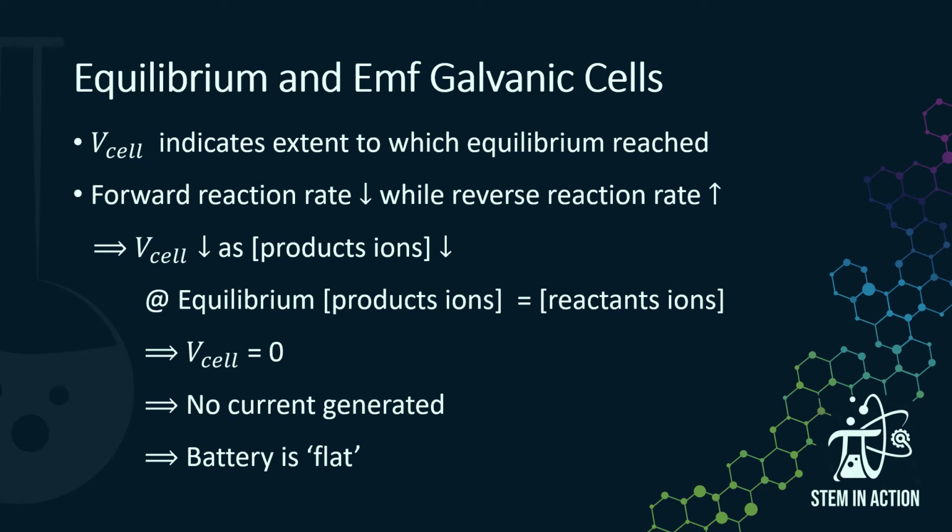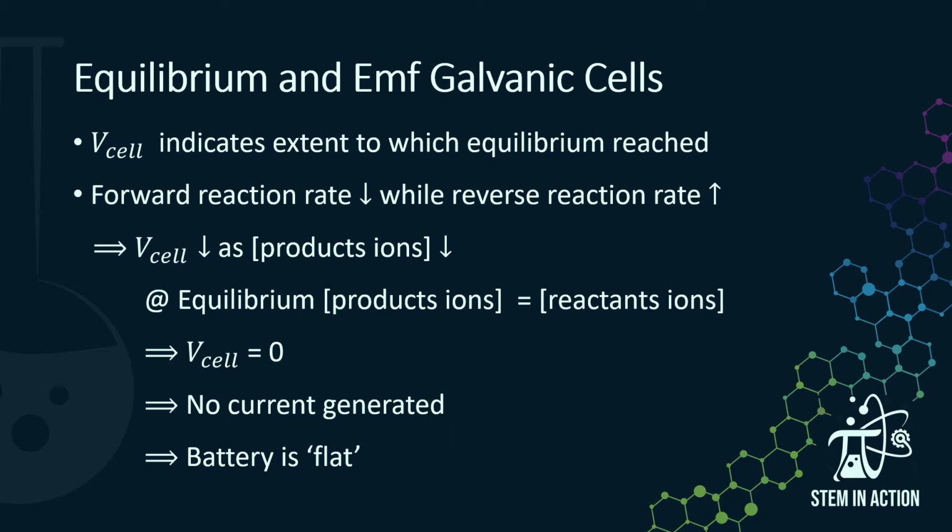If we now consider equilibrium and consider not the current, but the EMF of the galvanic cell, the V cell indicates the extent to which equilibrium has been reached. As the forward reaction decreases, the reverse reaction increases. That means the V cell will decrease as the concentration of the product ions decrease. That's the notation of square brackets indicating whatever's in the square brackets is the concentration thereof.